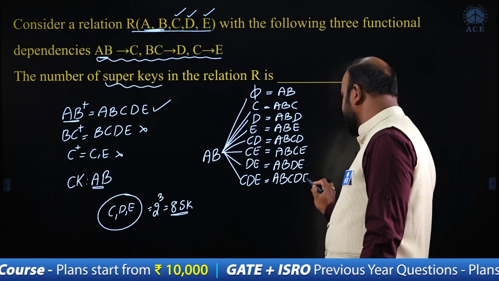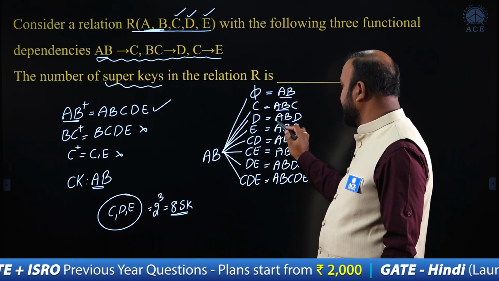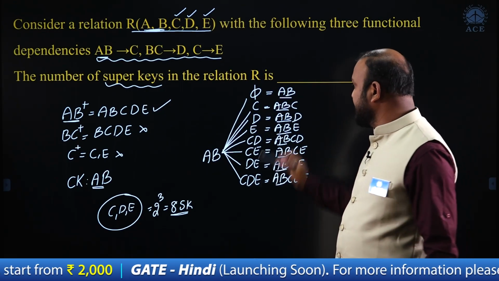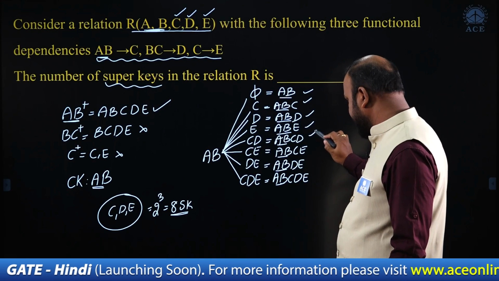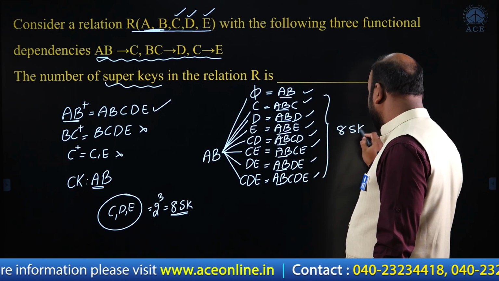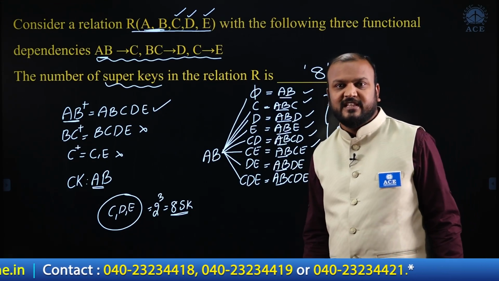What is the definition of super keys? It is a set of attributes which contains the candidate key AB. In all of them, we have a candidate key AB. So, totally how many super keys? 1, 2, 3, 4, 5, 6, 7, 8. So, totally we can say 8 super keys. So, the answer for the question is 8. 8 is the answer for the question.